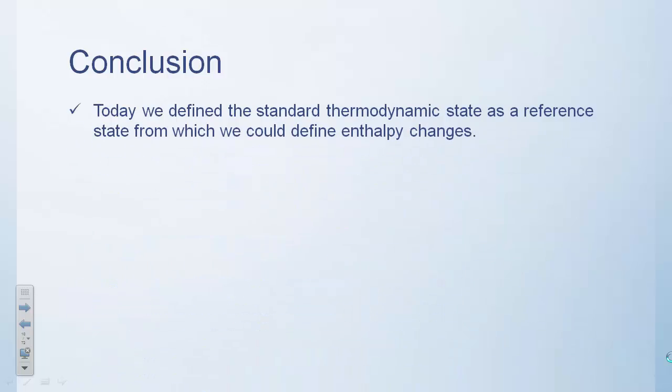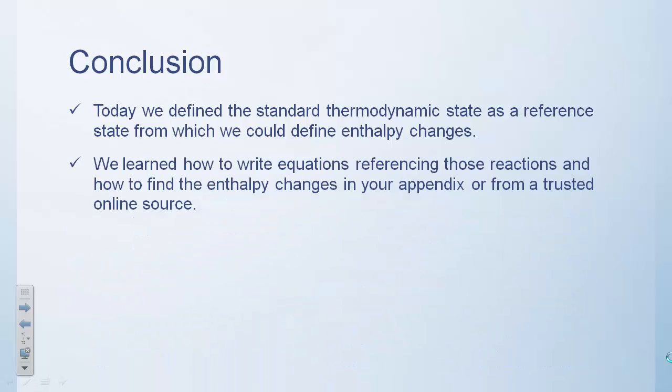All right, so in conclusion, today we defined the standard thermodynamic state as a reference state from which we could identify enthalpy changes subsequently. We learned how to write equations referencing these reactions, going from the standard state to another compound of interest. All right. Also, you want to look in the appendix or trusted online source to find these values. They're all over the place. They're not hard to find.